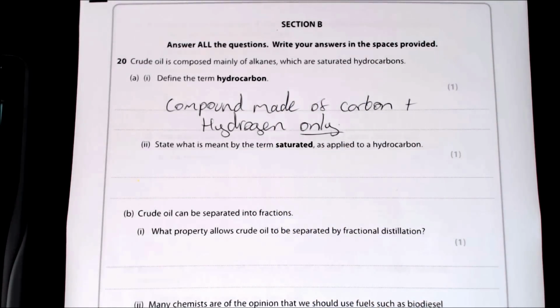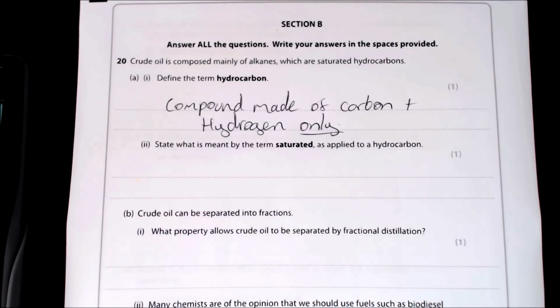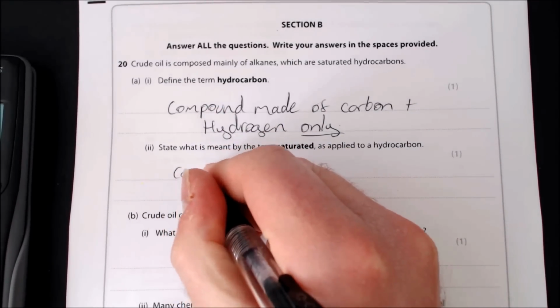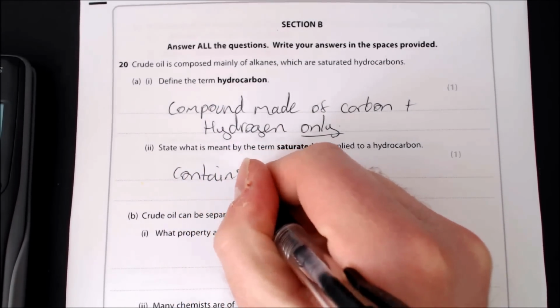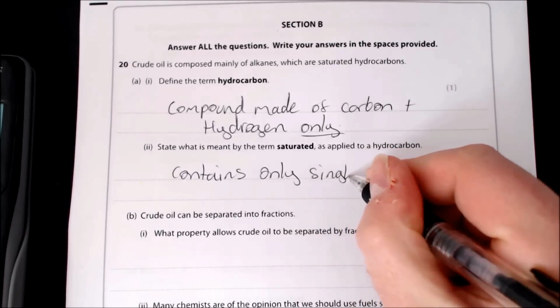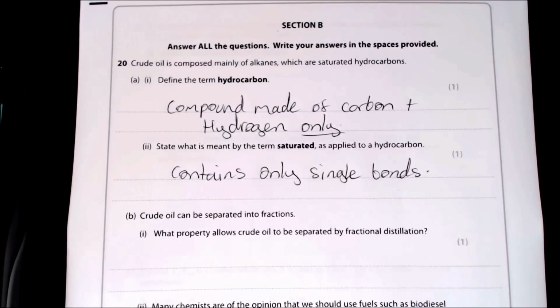Okay, so part 2 says state what is meant by the term saturated as applied to a hydrocarbon. If it's saturated, we say it's saturated with lots of hydrogen. So if you're going to have lots of hydrogens, you need single bonds. So what you need to say is that the molecule contains only single bonds. You could also say at this point that they contain no double bonds. That would still get the mark as well. So you can see it's just one mark for each.